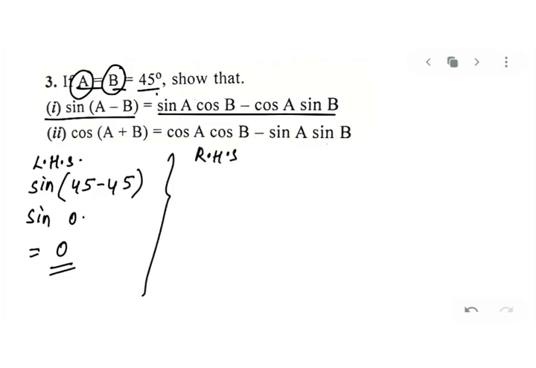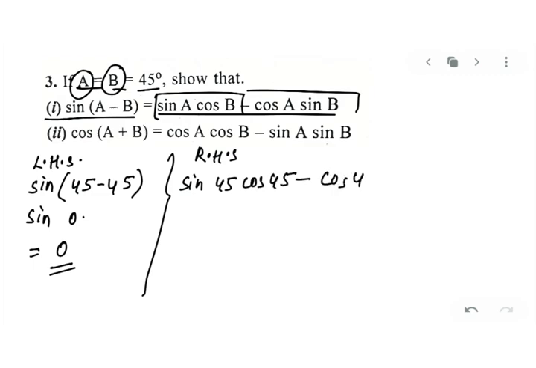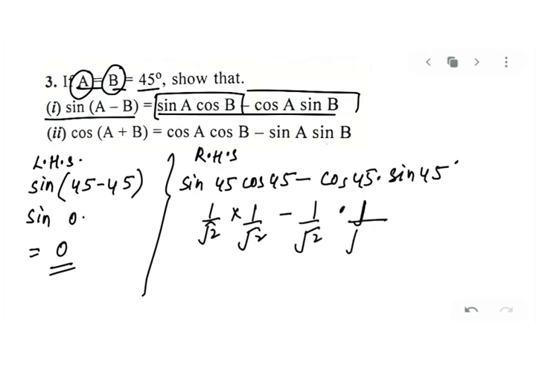Let's check for the right hand side. In your right hand side you have sin A, that means sin 45, cos B, that means cos 45, minus cos A, that is cos 45, into sin B, that is sin 45. Now put in the values: sin 45 is 1 upon root 2, cos 45 is 1 upon root 2, minus cos 45 1 upon root 2, and sin 45 1 upon root 2. So you'll get 1 upon 2 minus 1 upon 2, that is equal to 0. Yes, my dear kids, the second will be your homework.